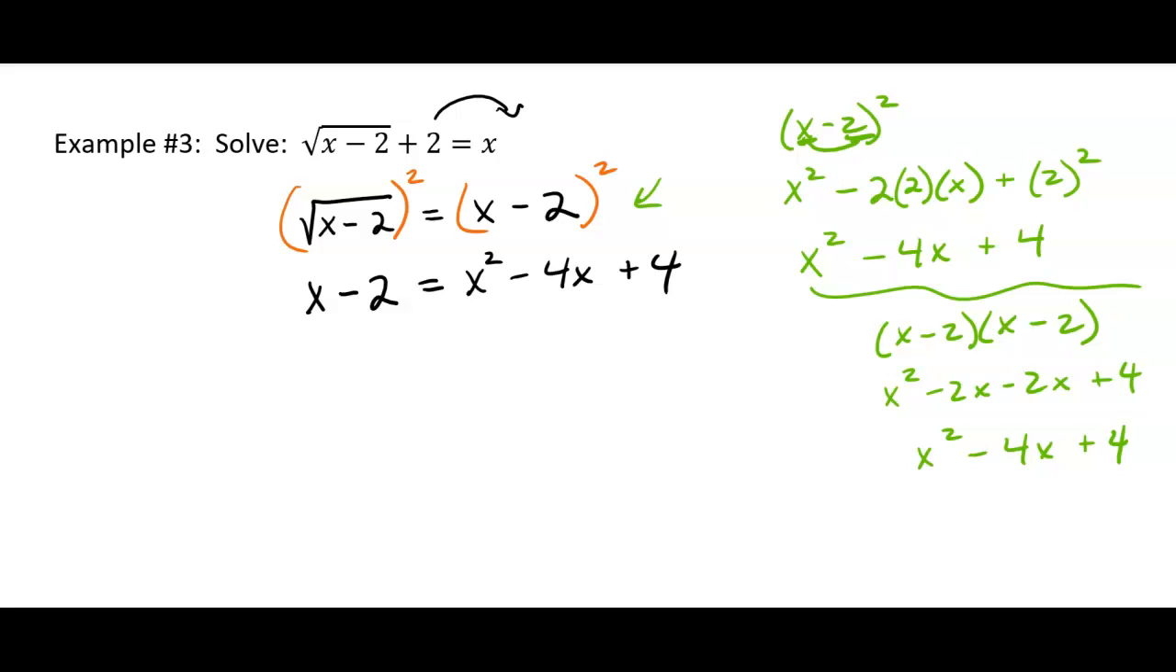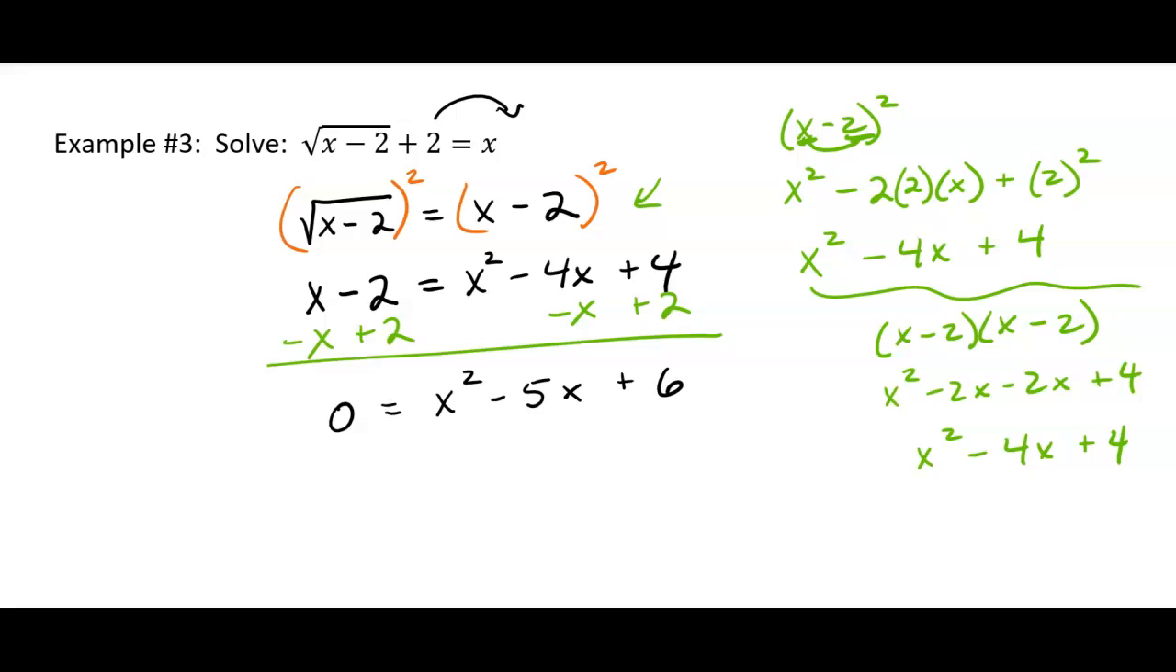But we know how to solve quadratic equations. So we're going to subtract x from both sides. We've got to get everything on one side. We're going to add 2 to both sides. I like to just do it all at once, but you can do it in 2 separate steps. That's fine. So this time on the left-hand side, I get 0. And on the right, I have x squared minus 5x plus 6.